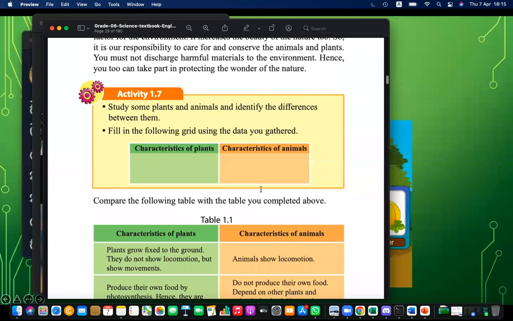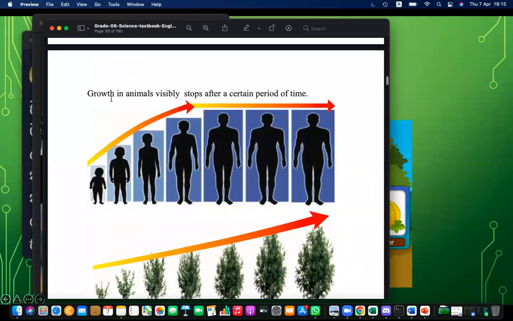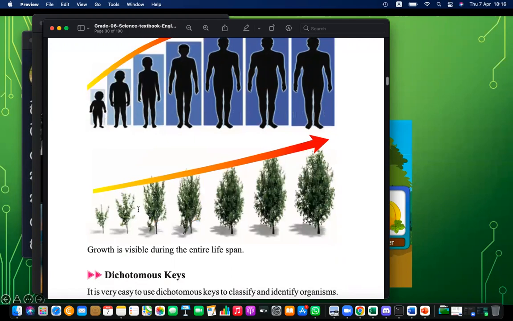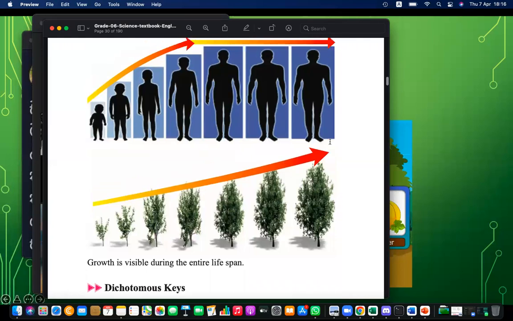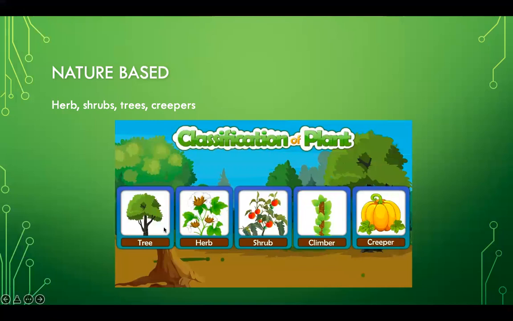Here you can see, growth in animals visibly stops after a certain period of time. After that, the visible growth has stopped. But in plants, they continue to grow. Plant growth is visible and continues. That is the nature of plants. In all these categories, trees, herbs, shrubs, climbers, creepers, you can see that feature: until it dies, it tries to grow.